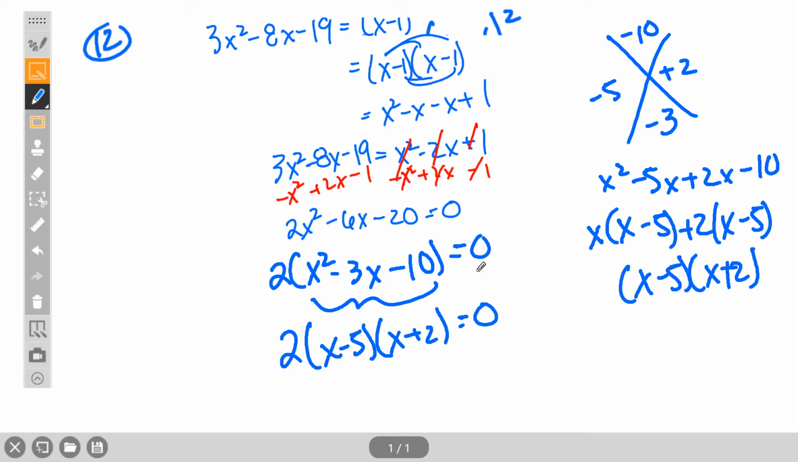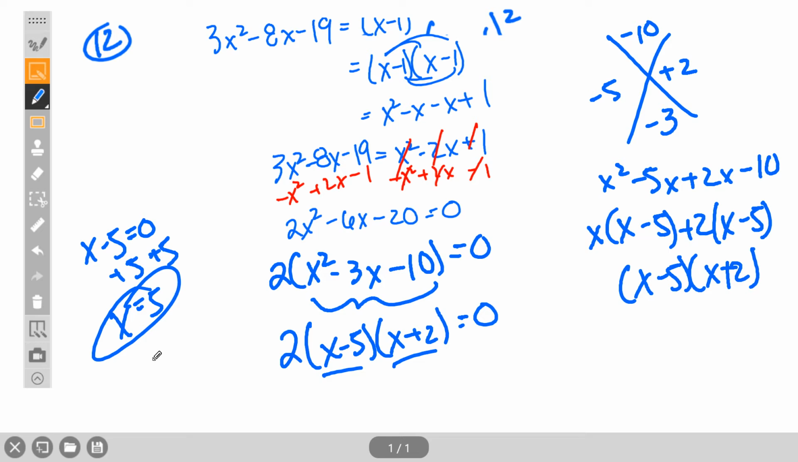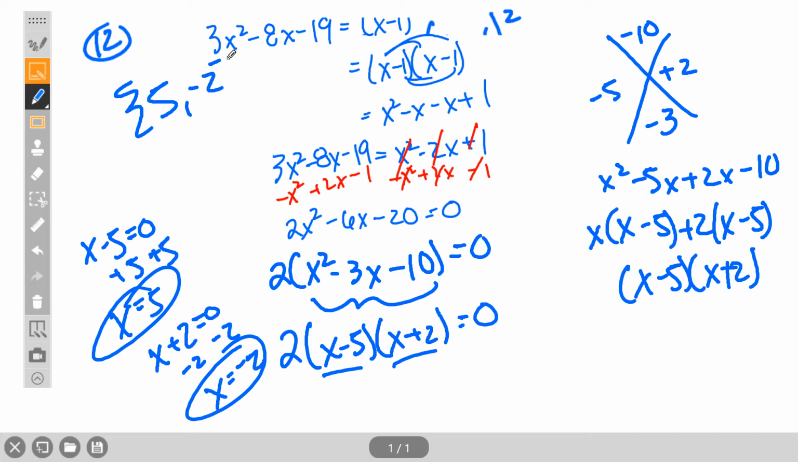Okay, so this will be 0 if x minus 5 is 0 or x plus 2 is 0. If x minus 5 is 0, that means x would have to be 5. So 5 is one of the solutions. If x plus 2 is 0, then x would have to be negative 2. So negative 2 is one of the solutions. So my solution set is 5, negative 2. Those are my two solutions to number 12.